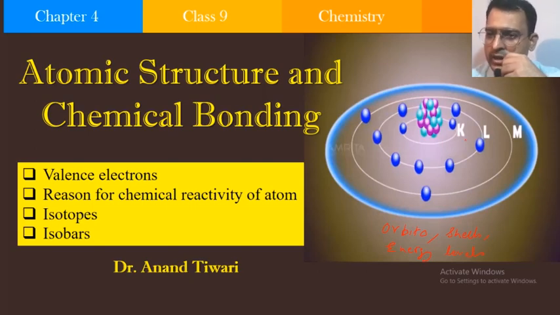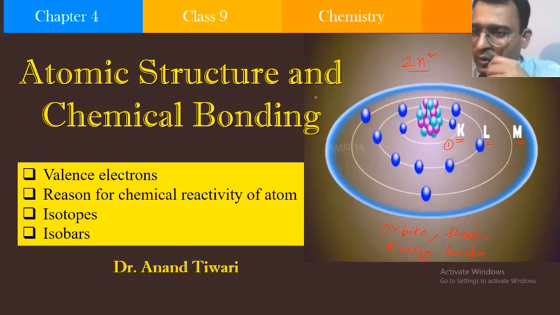All these shells are quantized, or they have fixed energies. For example, the first energy level or the first shell is the K shell. It is closest to the nucleus. And how many electrons can it have? It can have a maximum of 2 electrons. That was based upon the formula 2n square.